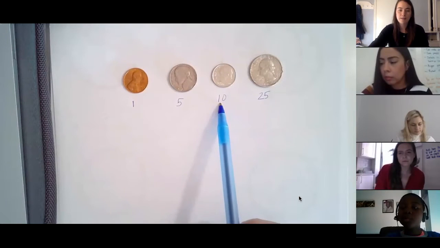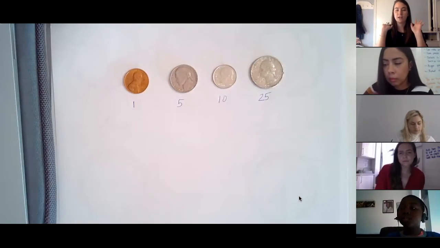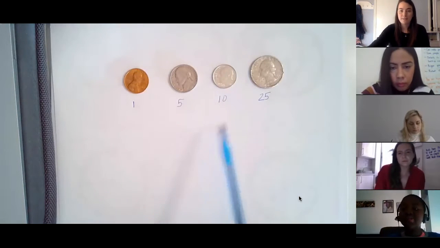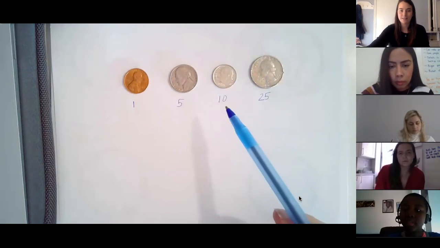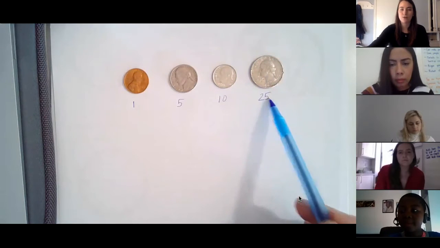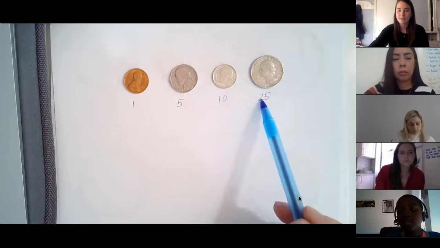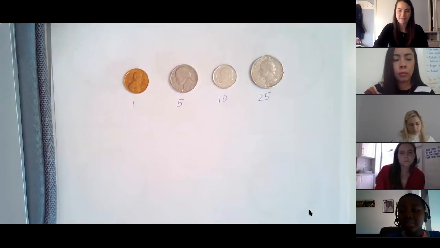This is a dime. A dime is worth, show me in your fingers, 10 cents. When we add dimes together, we skip count by tens. And this is a quarter. Quarters are worth 25 cents. When we add quarters together, we skip count by 25.